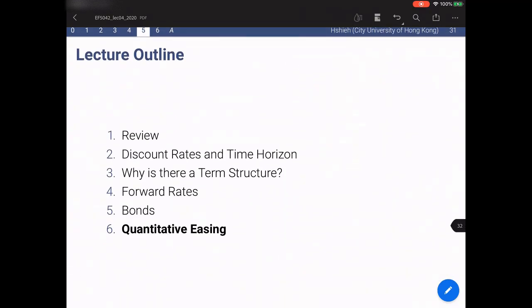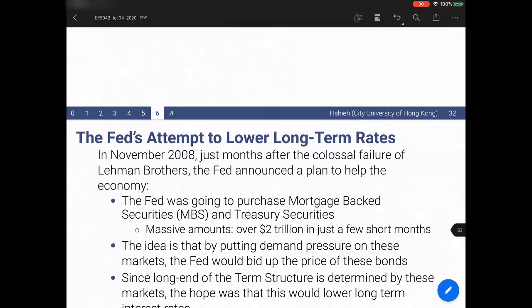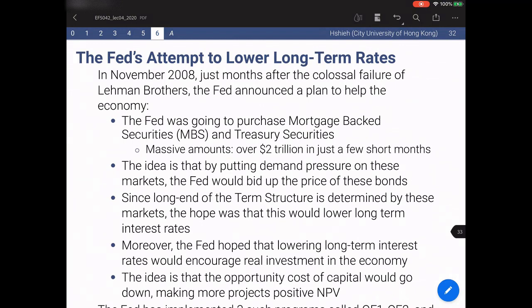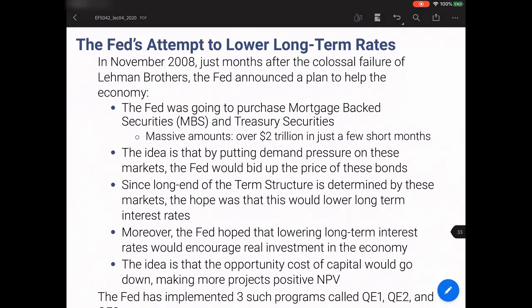So the last topic I want to briefly discuss is quantitative easing. So this was a big topic at the time of the financial crisis in 2008, but it has also come to light recently in the past year, especially since the coronavirus. So let me talk about the 2008 financial crisis first.